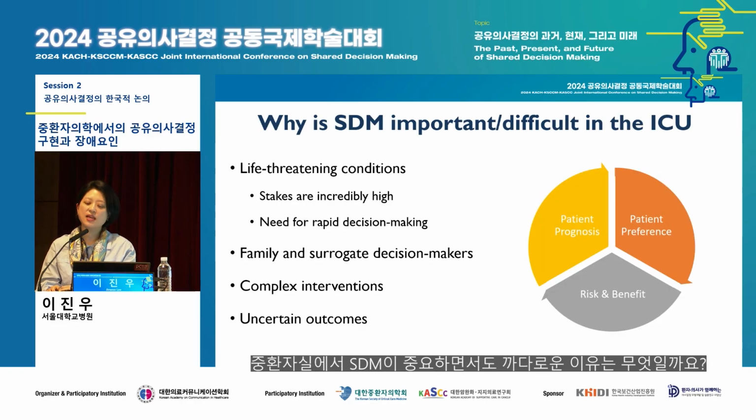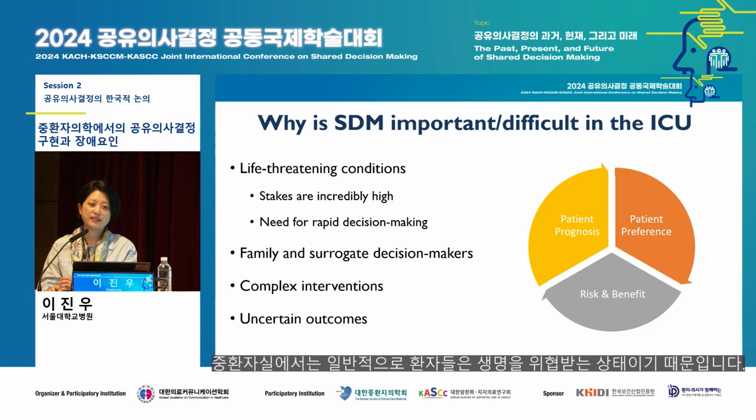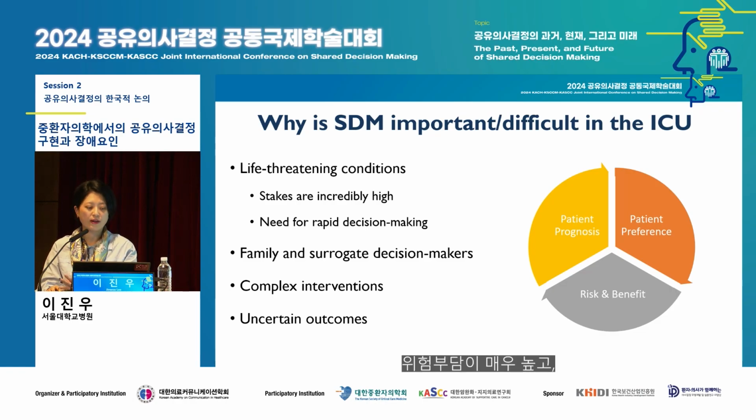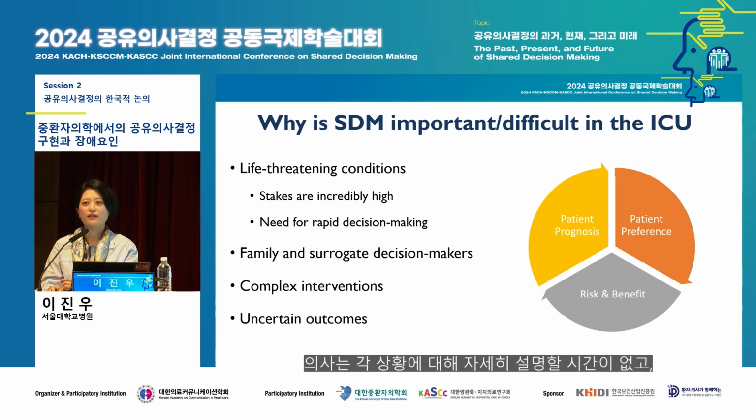So why is SDM important and also very challenging in the ICU? It's because in the ICU, usually it's a very life-threatening condition, and the stakes are very high. It's usually a life-death situation. And the decisions need to be rapidly made, so you don't have time to talk in detail about each situation.